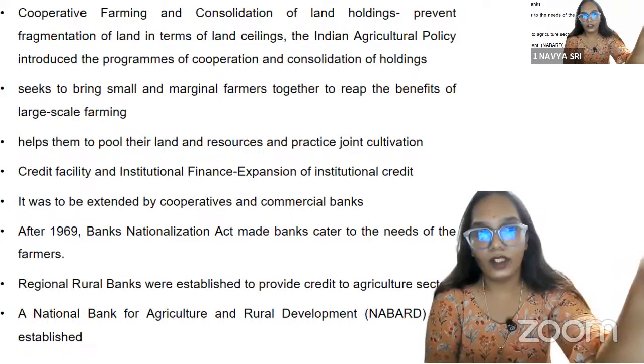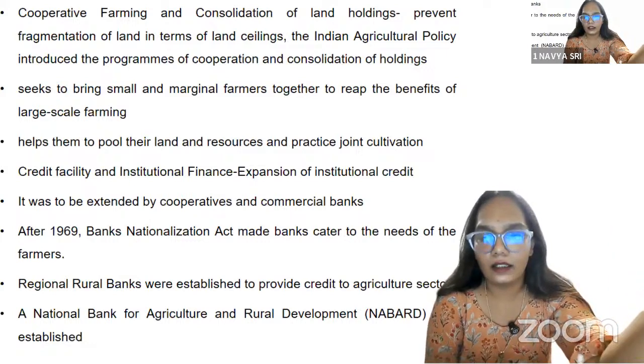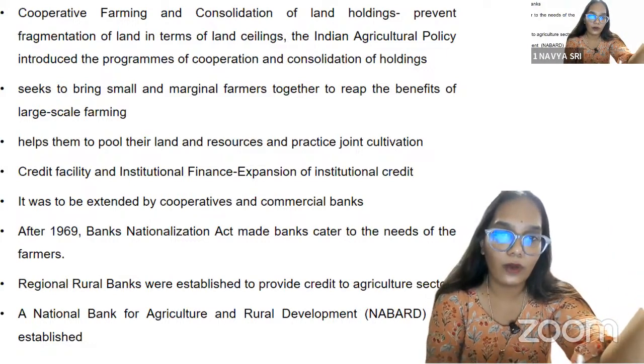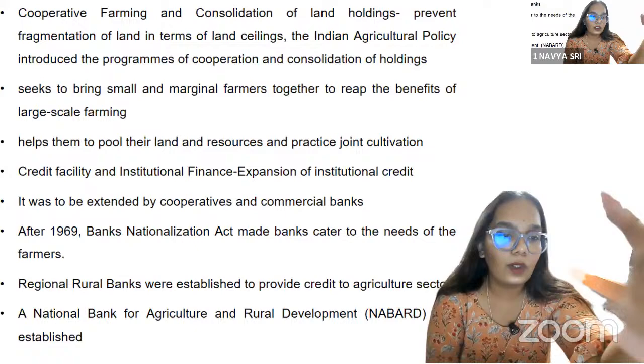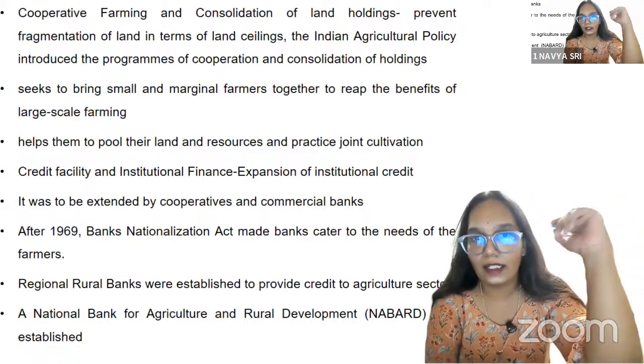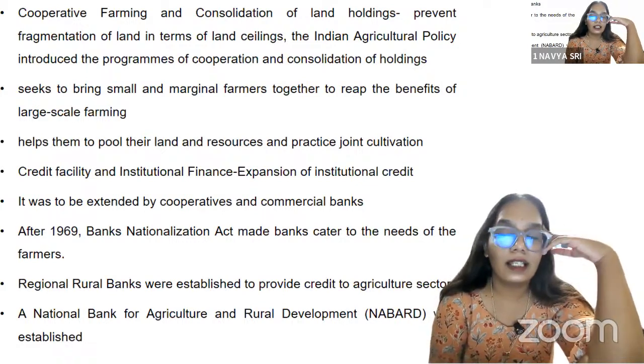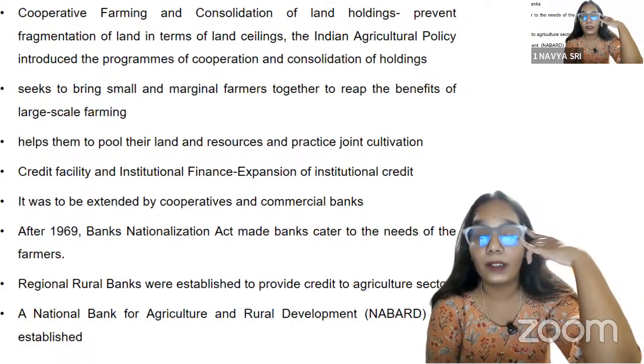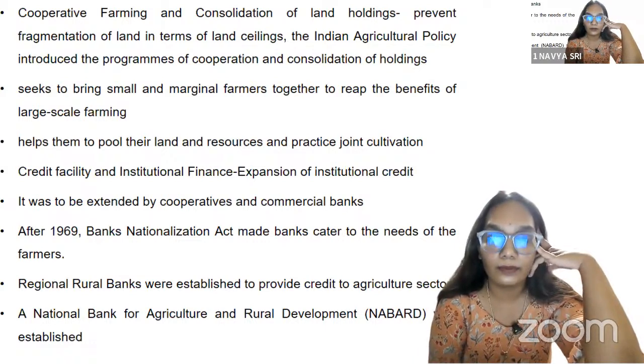Now, first, we have read about the policies, then cooperation for cooperative farming and consolidation. The next one is credit facility. You might have had this question like, okay, fine, there's an improvement, industrialization or big machinery they could use, but what about the funding?